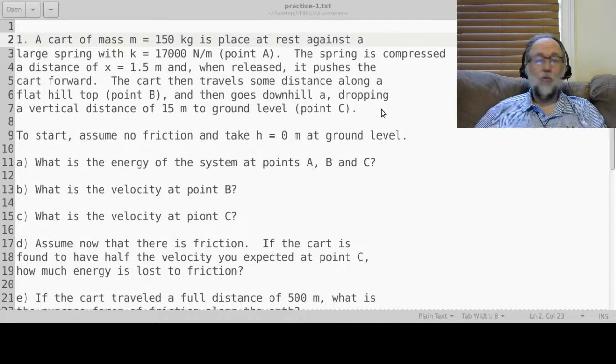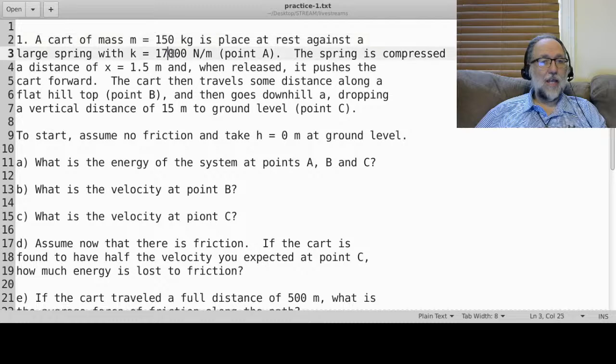All right, let's read the question and see how to answer it. I have a cart here, and it weighs 150 kilograms. It's placed at rest against a large spring with a spring constant of 17,000 newtons per meter.